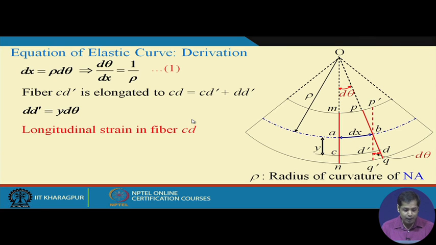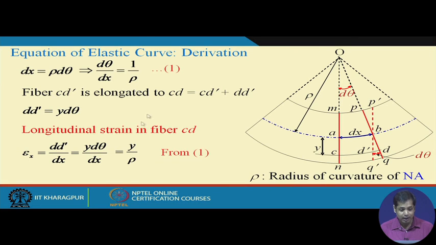Now what is the longitudinal strain in this fiber? This is under tension, and the longitudinal strain in the fiber will be the change in length divided by the original length. The change in length is d dash and the original length is dx. So this is the longitudinal strain, and d dash we just determined as y d theta, and from equation 1 we can write that the strain epsilon x is equal to y by rho.